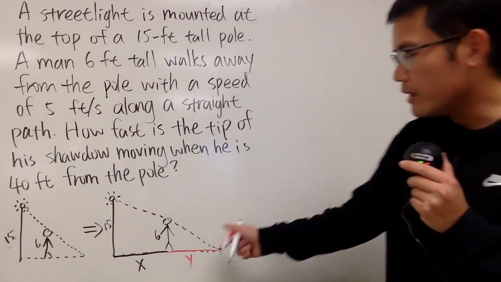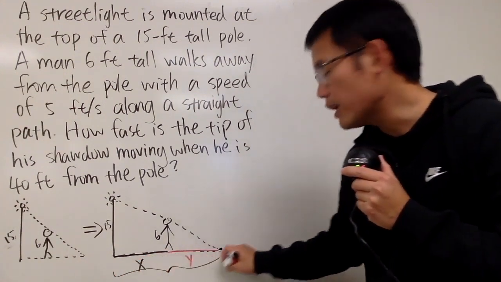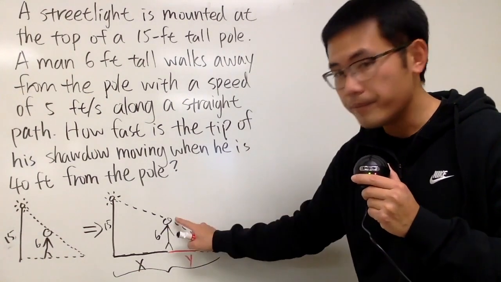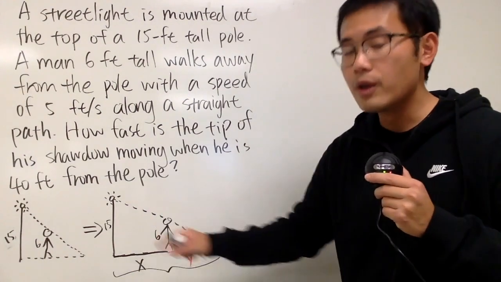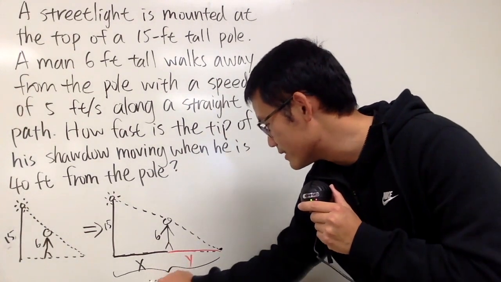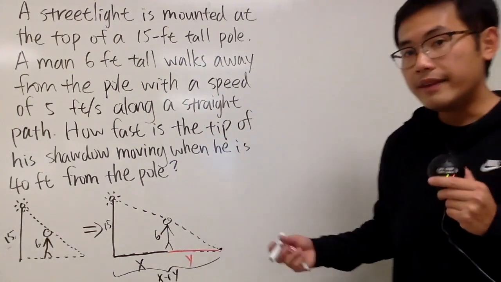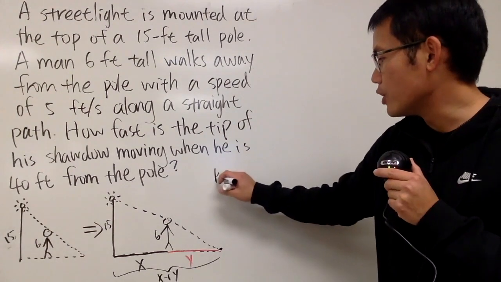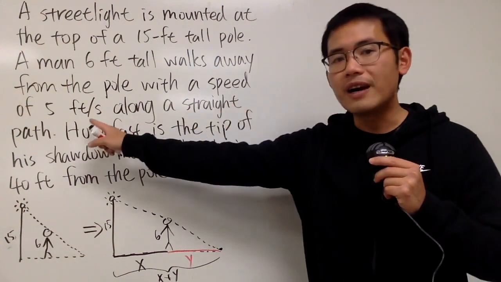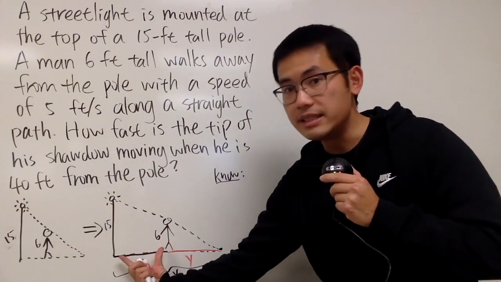And of course, as we can see already, we have two triangles, this one right here and the big one right here, so we should use similar triangles. The whole thing is, of course, just nicely equal to x plus y. And now we just have to write down the information that we know. First of all, we know that he's walking at a speed of 5 feet per second. So that's this distance, right?